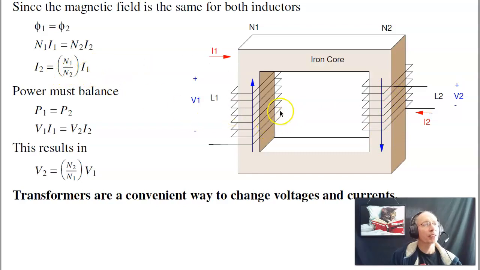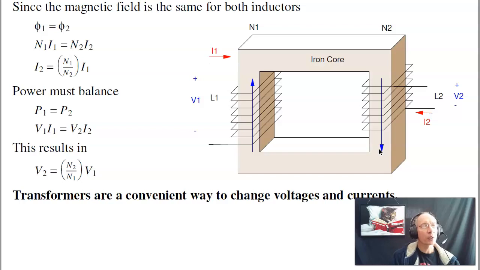If I make this a 10-to-1 ratio, this side is 10 turns for every turn over here. I'm going to get 10 times the current on the second side. Power has to balance. Energy always has to balance. Power is volts times amps. So if the current is going up by 10 times, the voltage has to drop by 10 times. And the voltage kind of makes sense. If I have 10 windings over here and one winding on the right, 10 volts on the left produces 1 volt on the right. So transformers are a way to change currents and voltages.